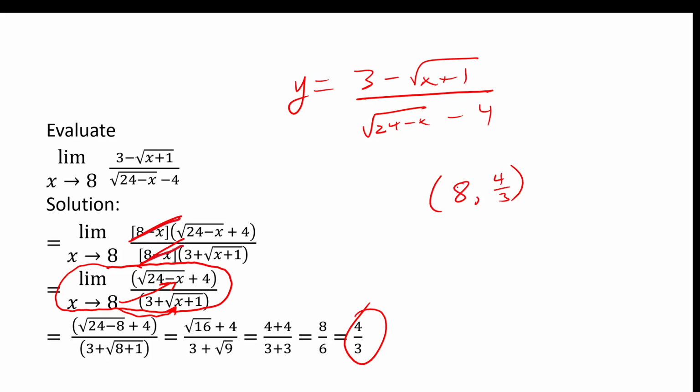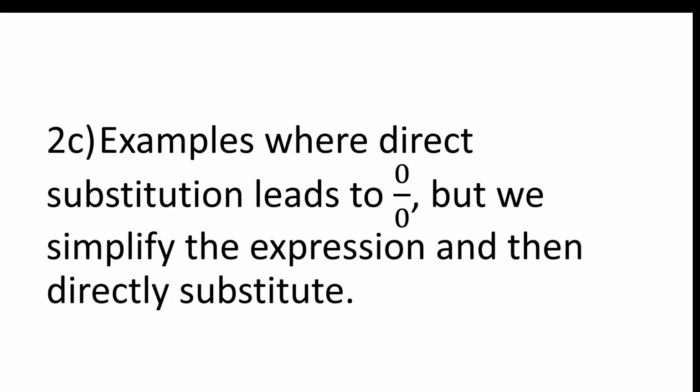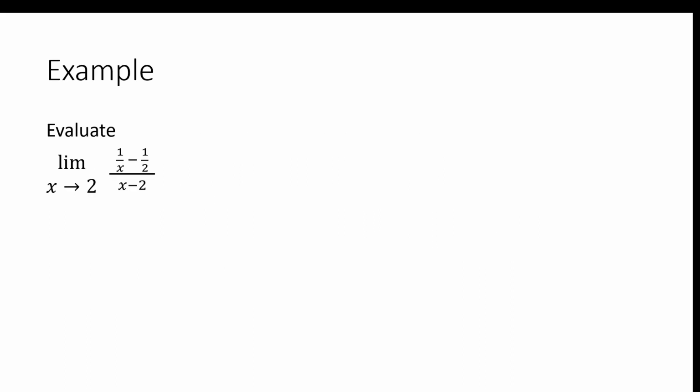But the function would be continuous on either side of that hole. And so we basically have just a sophisticated version of us finding the y coordinate of a hole. Okay, and that's actually what the limit is equal to. Now, sometimes we'll have examples where direct substitution leads to 0 over 0, but we can simplify the expression and then directly substitute.